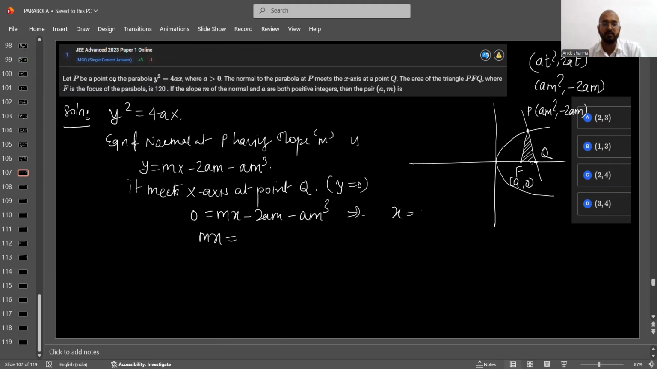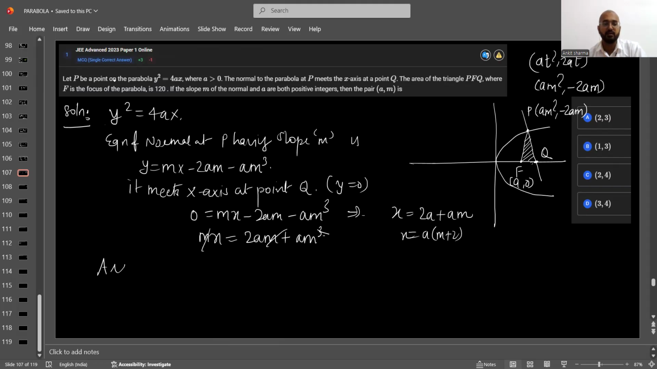mx equals 2am plus am cubed. So I can get m cancelled. So I'm going to have 2a plus am squared. That means a times (m squared plus 2) is my x coordinate.